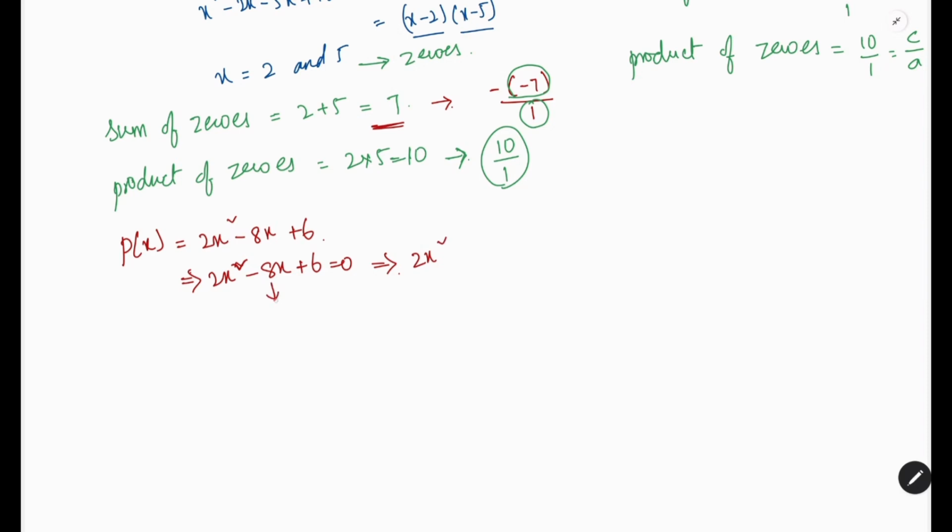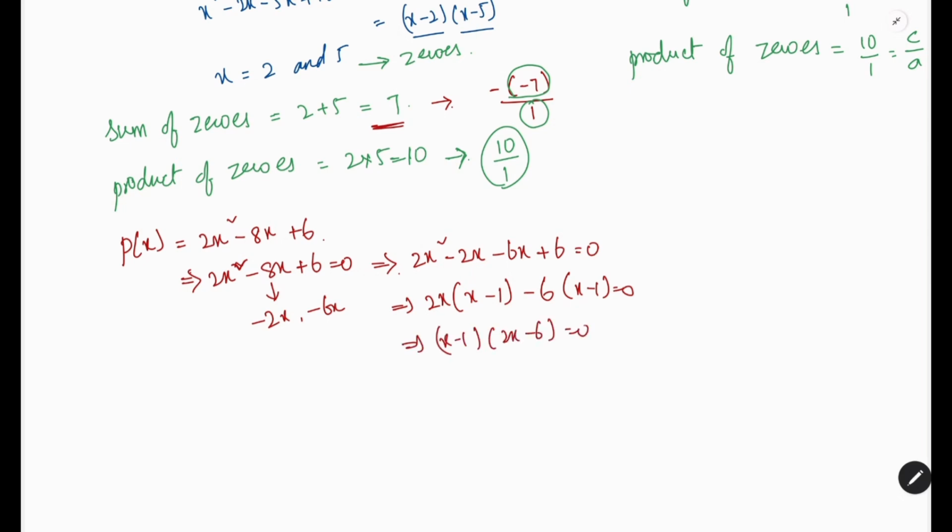2x square, minus 8 can be written as minus 2x and minus 6x. Minus 2x minus 6x is minus 8x. 2x square minus 2x minus 6x plus 6 equal to 0. Take 2x common, x minus 1, minus, take 6 common, x minus 1 equal to 0. Here x minus 1 into 2x minus 6 equal to 0. Here x equal to 1 and 2x equal to 6. That means x equal to 6 by 2 is 3.